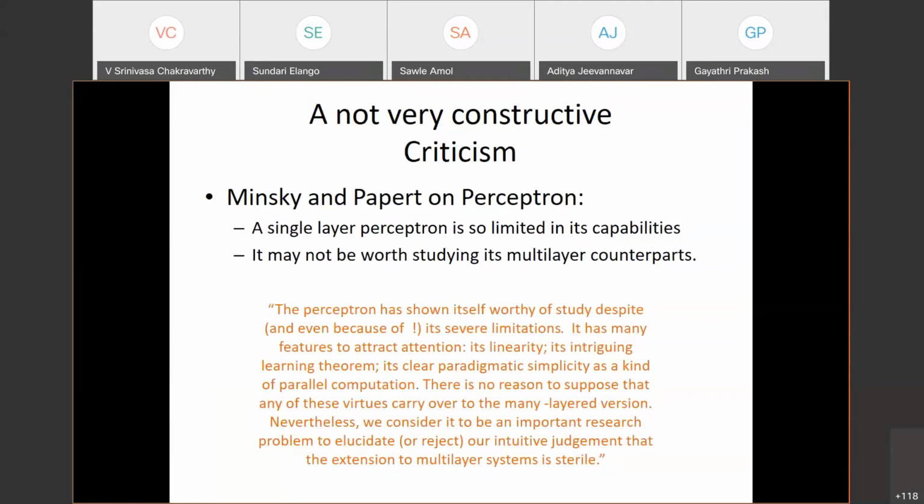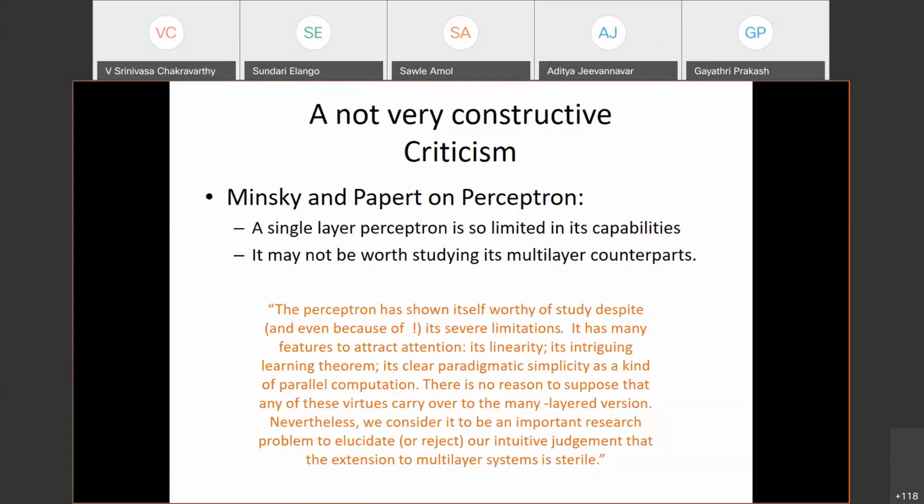Minsky and Papert, two major figures at that time, who were actually one of the key figures in the artificial intelligence revolution, which was just emerging in the 60s, incidentally wrote a book on perceptrons. And in that book, they gave a really scathing criticism of the perceptron model. So this is what they said. The quotation is given below.